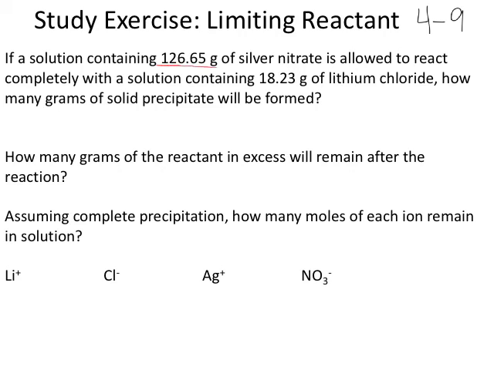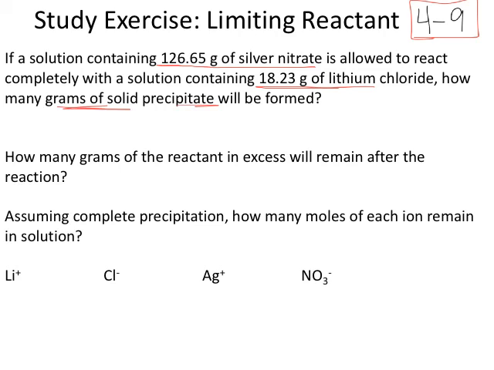we have 2 reagent amounts. 126.65 grams of silver nitrate is allowed to react completely with a solution containing 18.23 grams of lithium chloride. This is also one of your problems that are due, so I'll just do it for recitation. How many grams of solid precipitate will be formed?